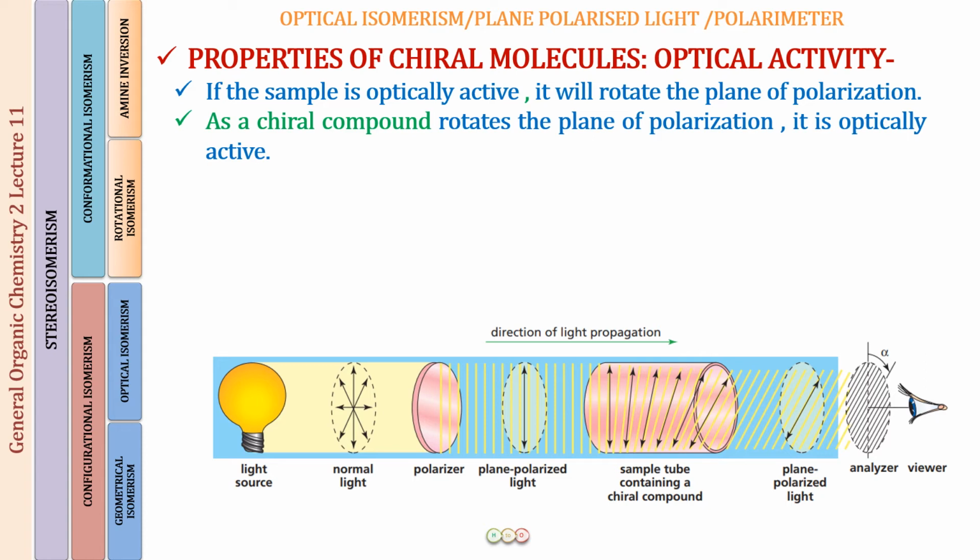Now for a chiral compound, there are two possibilities. One is to rotate the plane of polarization in the clockwise direction, and the other is to rotate it in the anti-clockwise direction.